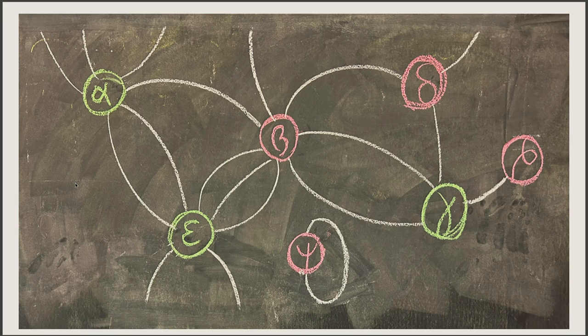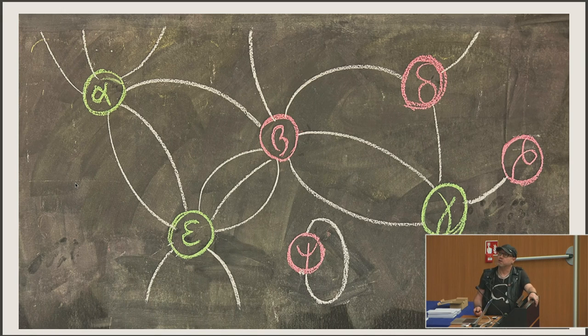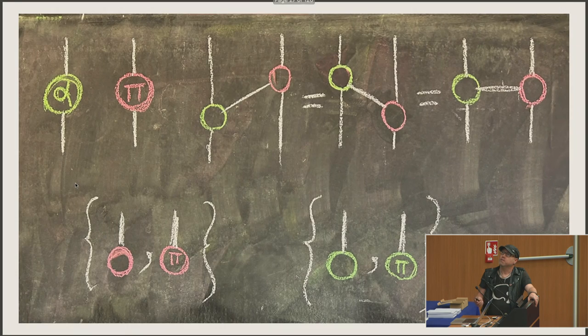It would be a bunch of spiders plugged together, and they may carry phases. So this is a ZX diagram. It looks like this. So you could call it a spider web or something like that. This is a general ZX diagram.